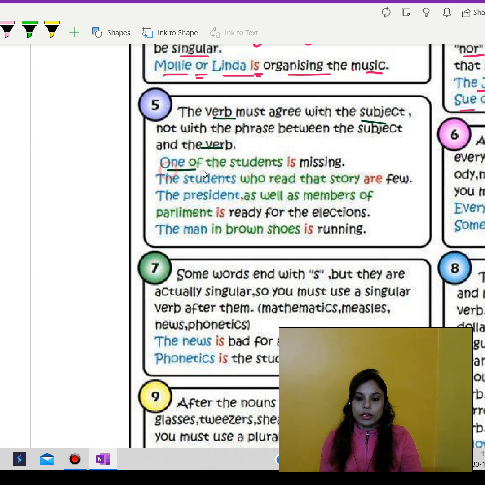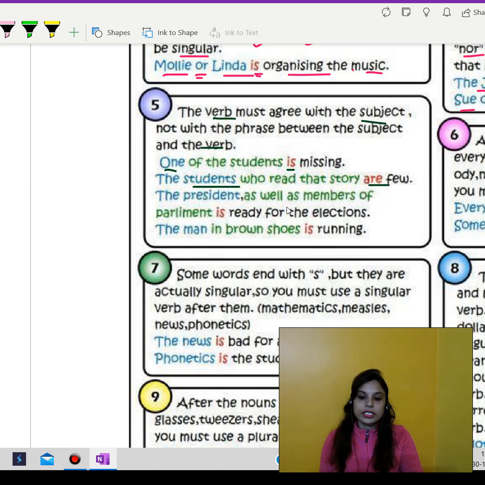So one of the students, that's the subject. Okay. So one of the students, we are not going to consider the students. We are going to focus on one. So one is singular, hence is. The students who read that story. Okay, we are going to focus on students, so that is why are.